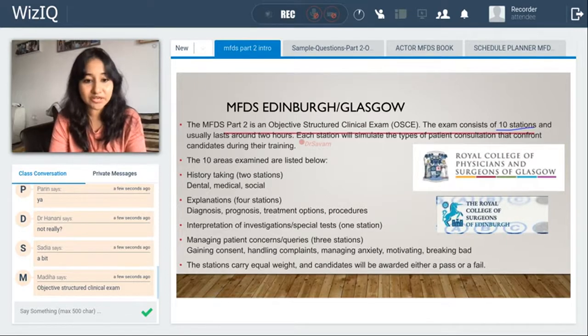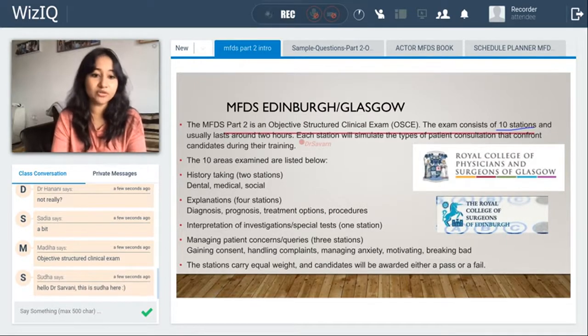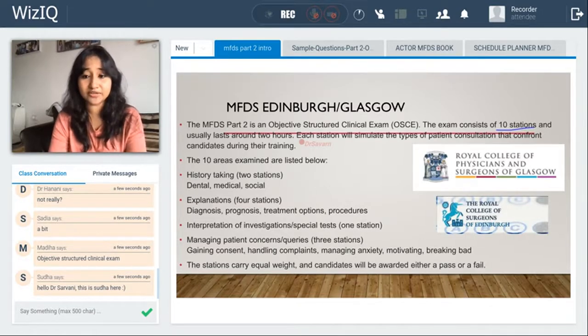How you were speaking, because here the most important thing is how you communicate with the patient, because they have already tested your knowledge in your part one. So in here, apart from knowledge, obviously you would need that knowledge to use it here, but the most important thing is communication, how you communicate.